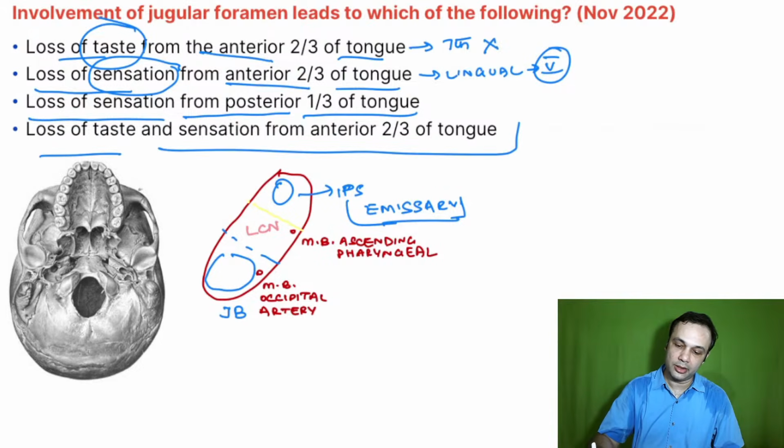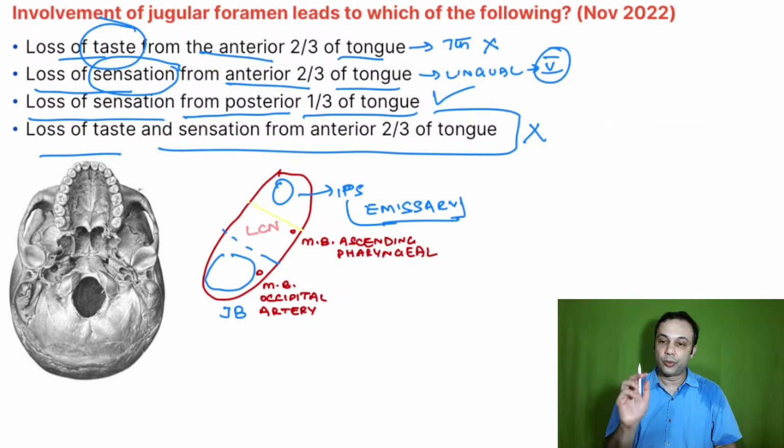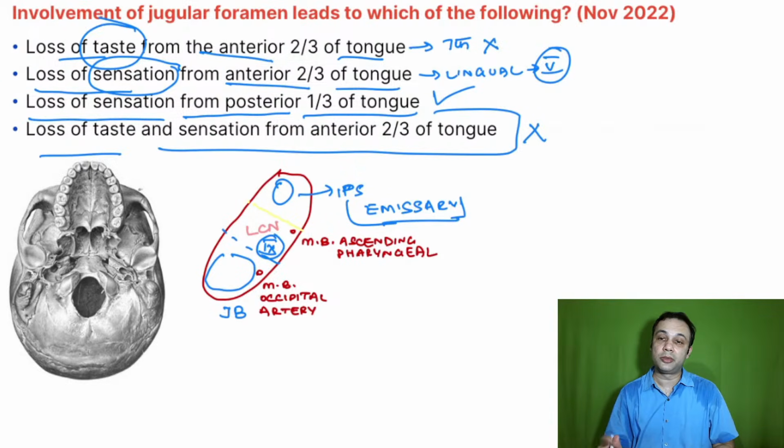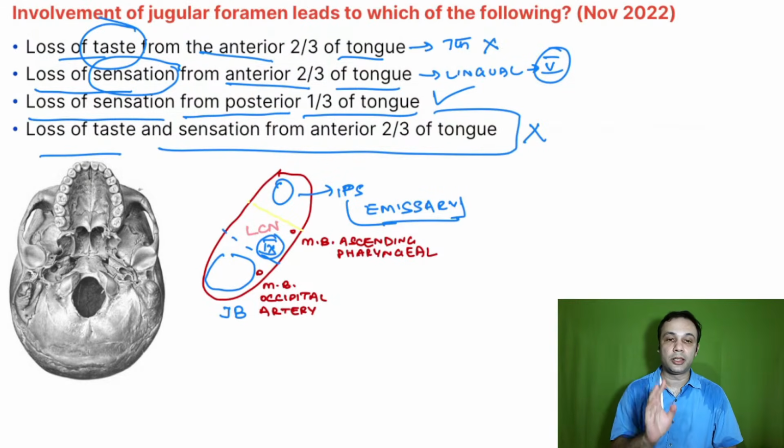And then you're talking about loss of sensation from posterior 1/3 of the tongue and loss of taste and sensation from the anterior. This is already ruled out. So this is the answer, right? So which nerve? 9th nerve. So 9th nerve is responsible for sensation to the posterior 1/3 of the tongue, right?